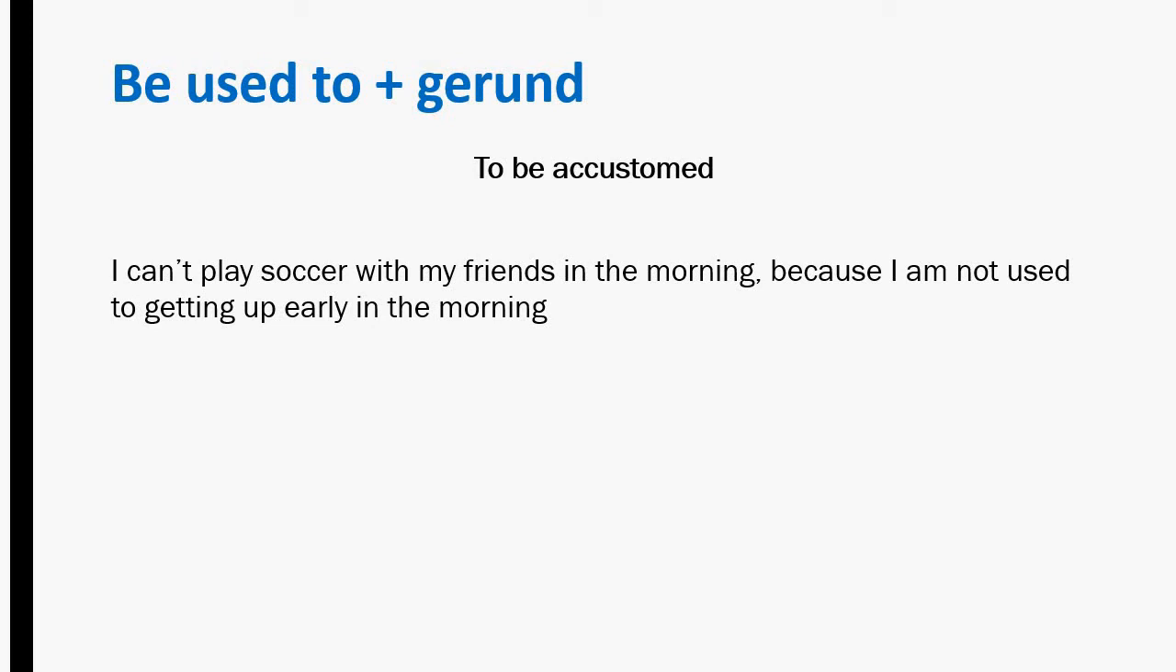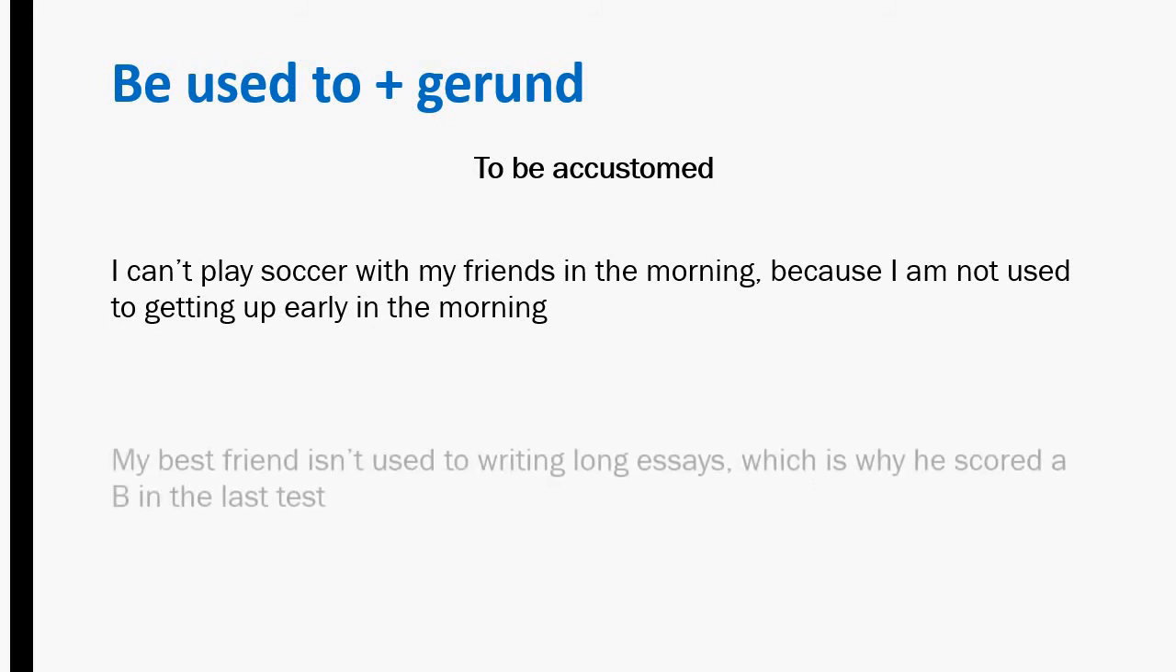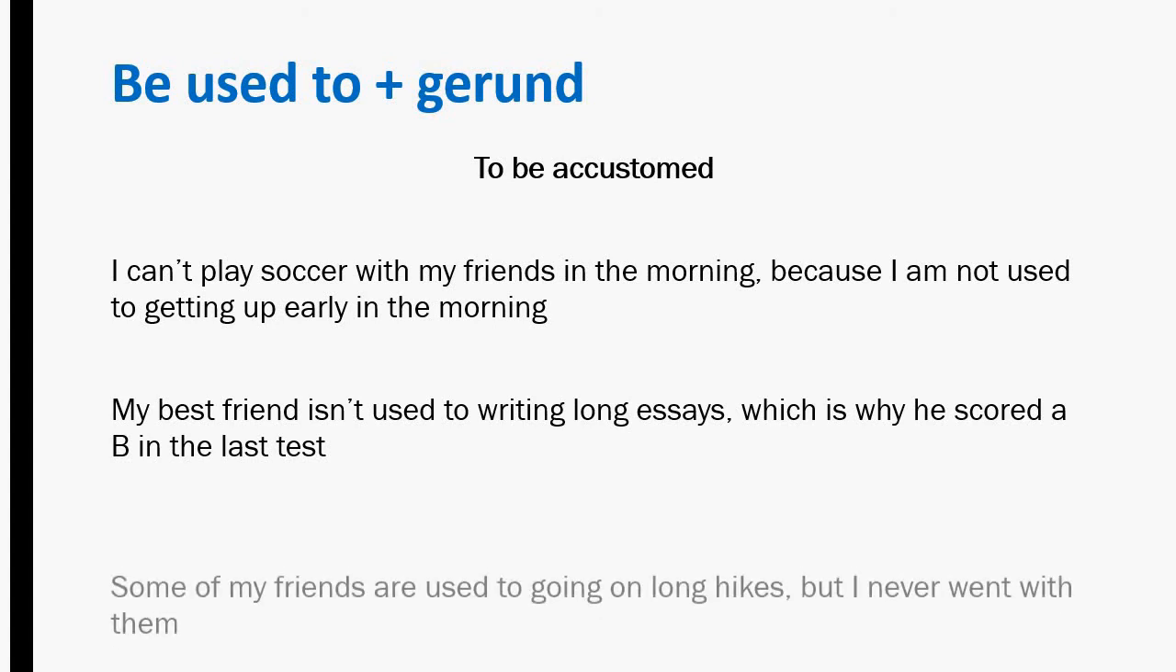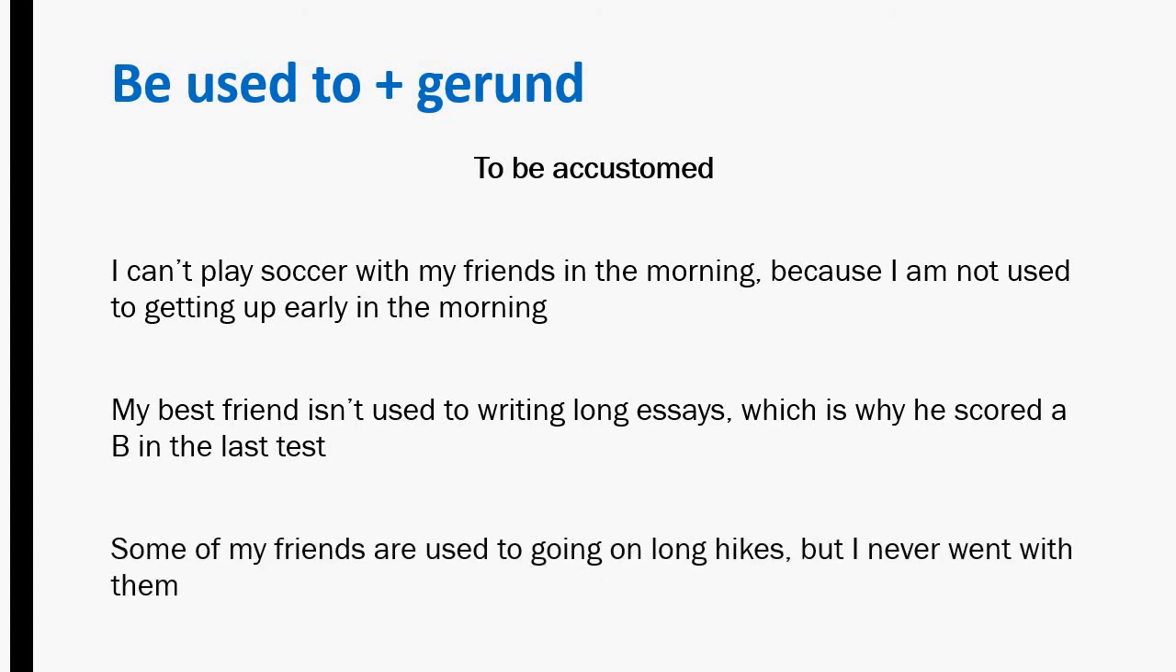Am is the form of the be verb. Number 2, my best friend isn't used to writing long essays, which is why he scored a B in the last test. So he is not accustomed to writing long essays. Some of my friends are used to going on long hikes, but I never went with them. In all these sentences, the verb used to means to be accustomed to.